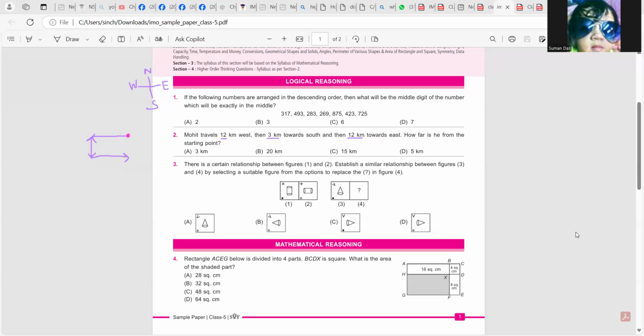Now he traveled 12 kilometers here, 12 kilometers here, and 3 kilometers here. So this is the same as going from his house while taking an east turn and then coming to the south and then taking a west turn. So this will be 3 kilometers as well, and option A is correct. Very good. Excellent. Now do number three, beta.